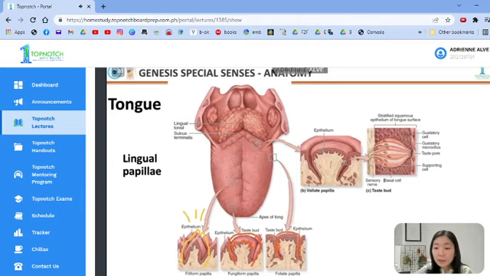Then you have the foliate papillae. The foliate papillae exist on the parallel ridges on each side of the tongue, anterior to the sulcus terminalis. These also have taste buds, but they're rudimentary in humans, especially in older individuals. Then you have the vallate or circumvallate papillae, which are the largest papillae. There are about 8 to 12 of them, aligned in front of the sulcus terminalis.